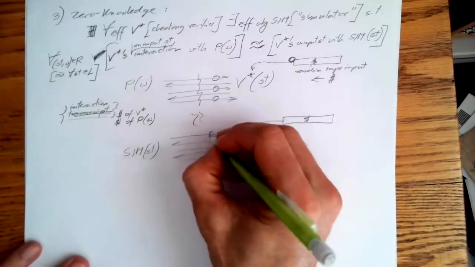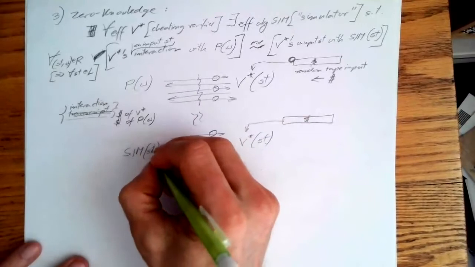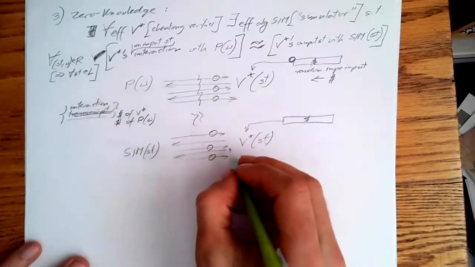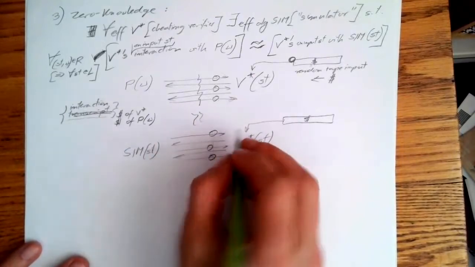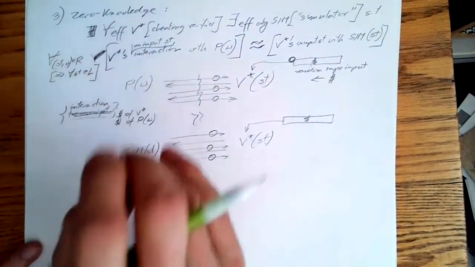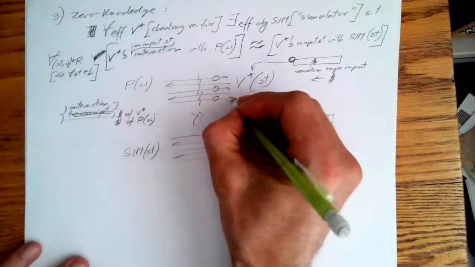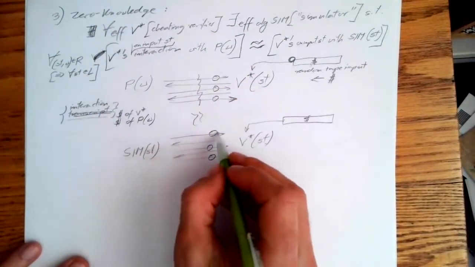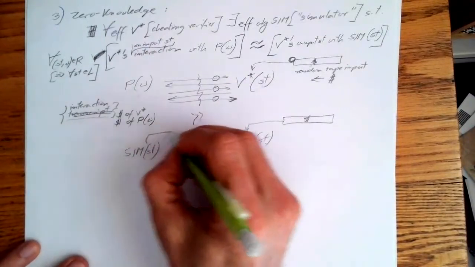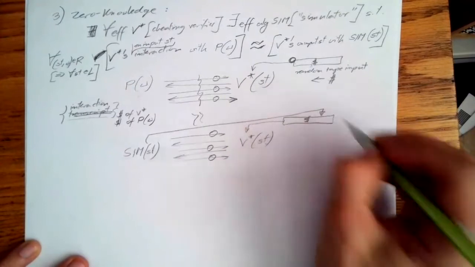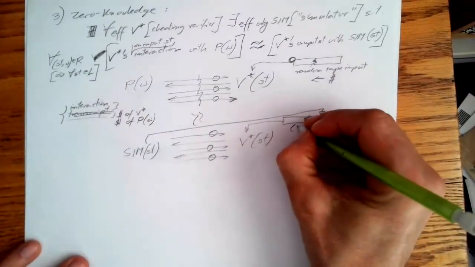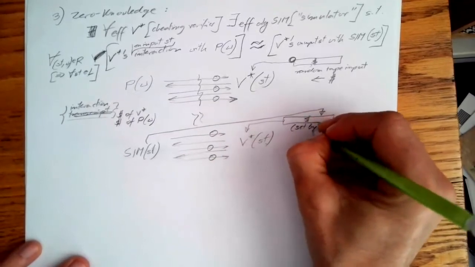So the simulator on the statement will create these messages, and he will create the first one. Let's say that we're talking about protocols where the prover starts. So the simulator will create this first message, but the simulator will also produce this. So in the simulation, this is set by the simulator.